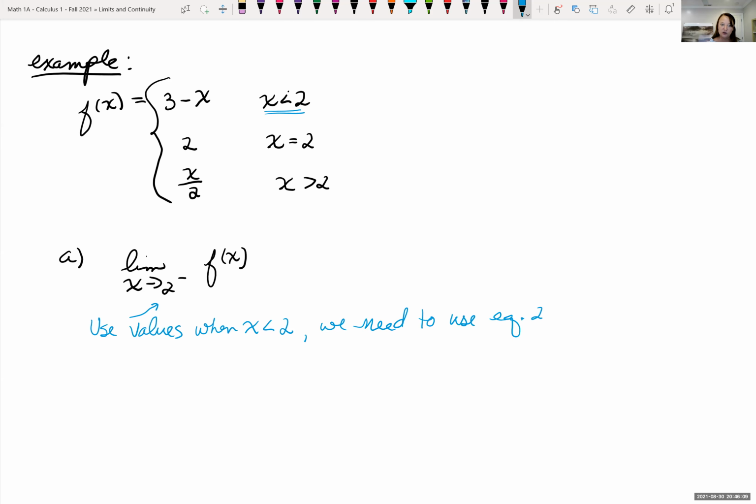And so I can do direct substitution again. So I can go in here and I'm going to look at using the first equation. And so I can do 3 minus, I'm going to put a parentheses wherever I see an x. I'm getting closer and closer to 2, so I can plug in 2 here. And so I got 3 minus 2, which is equal to 1.